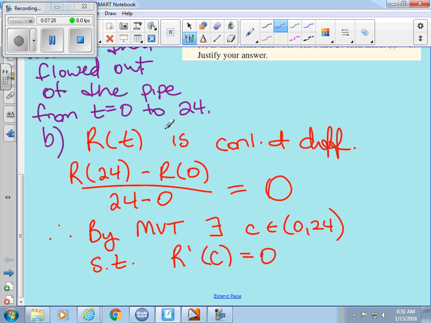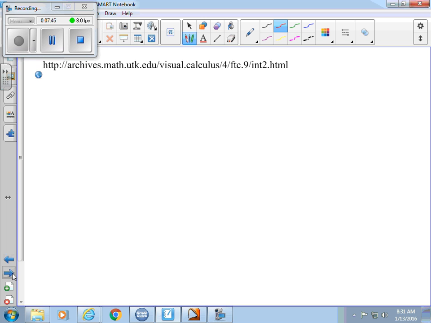So, I made the statement about it being continuous and differentiable because I have to be able to use the mean value formula and then use that to conclude something about a mean value.